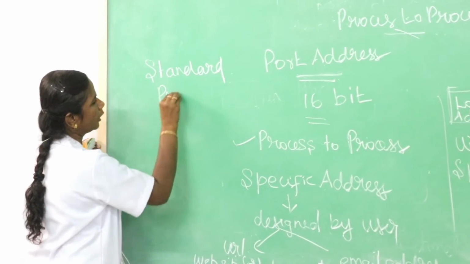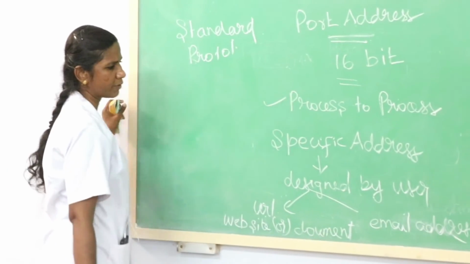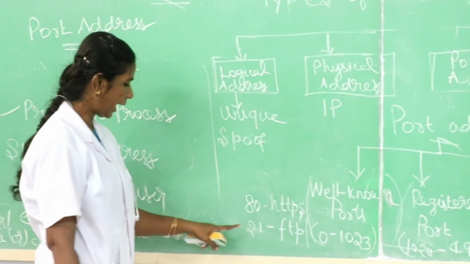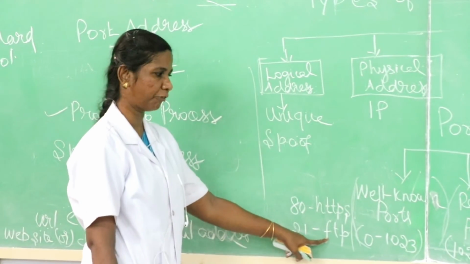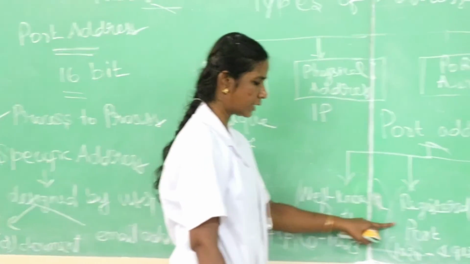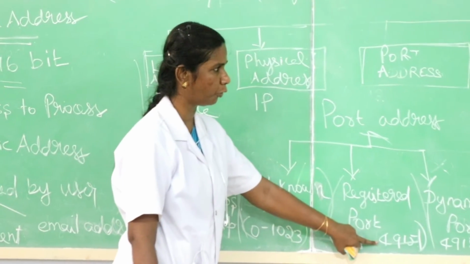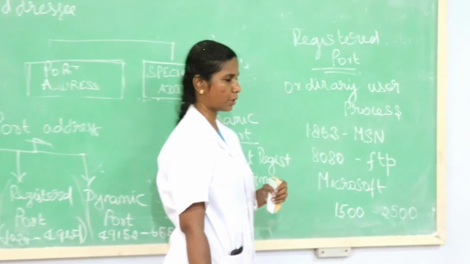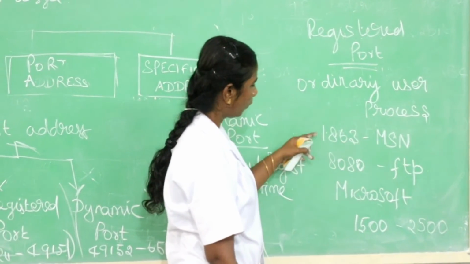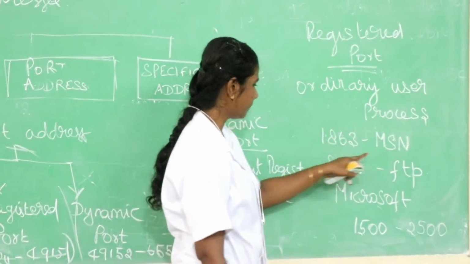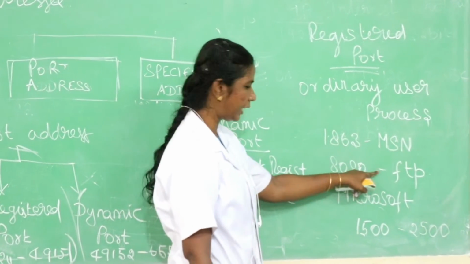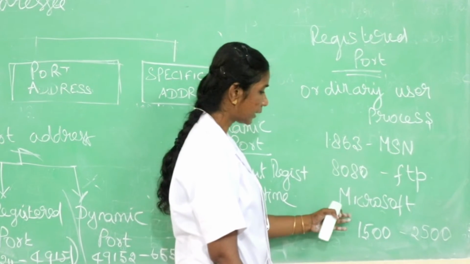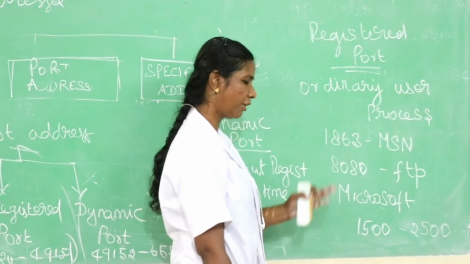So coming over to the standard protocols, I gave some examples: 80, that means it is for HTTP, and 21, that means it is for FTP. Next, the registered ports that range from 1024 to 49151. So here it is meant for ordinary user processes. I gave some examples: 1863, that means it is for MSN, and 8080. Microsoft is normally employing the values from 1500 to 2500.